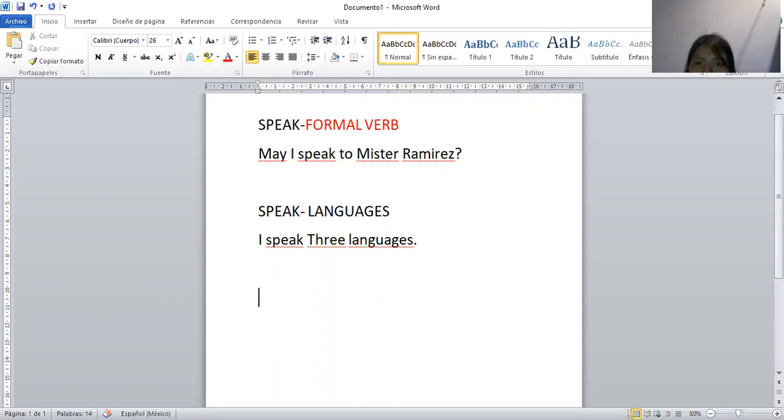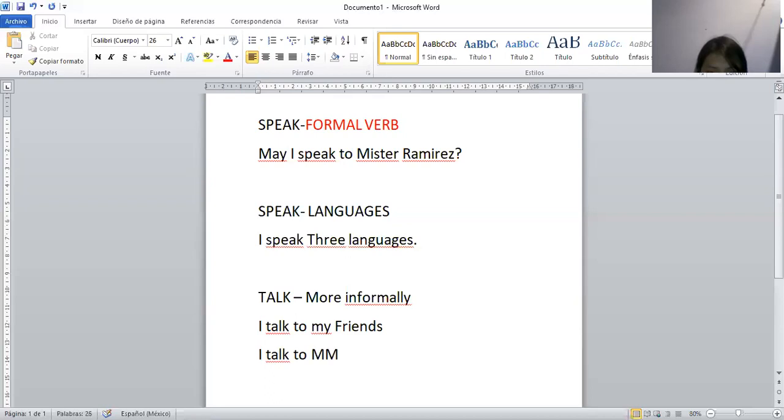Now the next one is talk. Talk is a verb that we use more informally. We use this verb when we talk to other people. For example, I talk to my friends. You don't have to say with. You say, I talk to my friends. Is it clear? So this is the only difference.